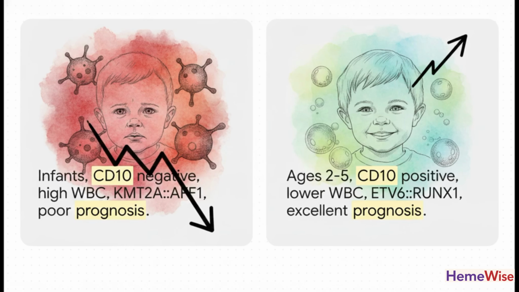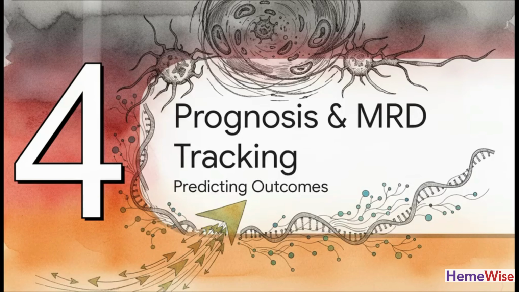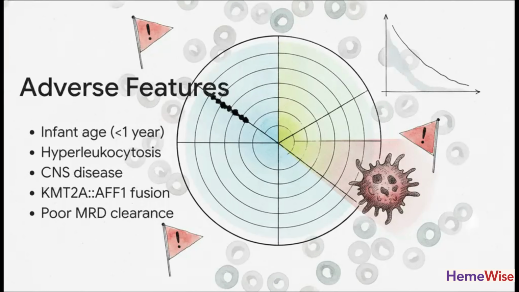Which brings us to Section 4, Prognosis and MRD Tracking. Even with today's intensive, multi-agent chemotherapy and early CNS-directed treatments, 5-year survival for this disease remains significantly lower than standard-risk ALL. The adverse factors are pretty clear-cut: infant age, initial hyperleukocytosis, CNS disease at presentation, and that KMT2A-AFF1 fusion itself.